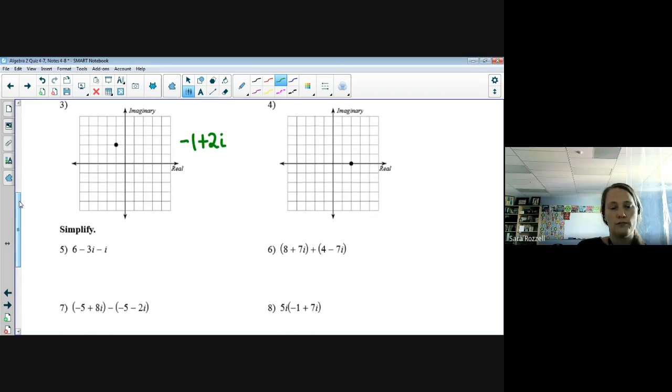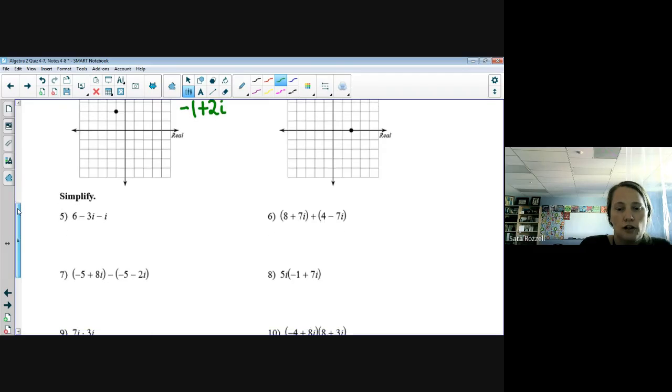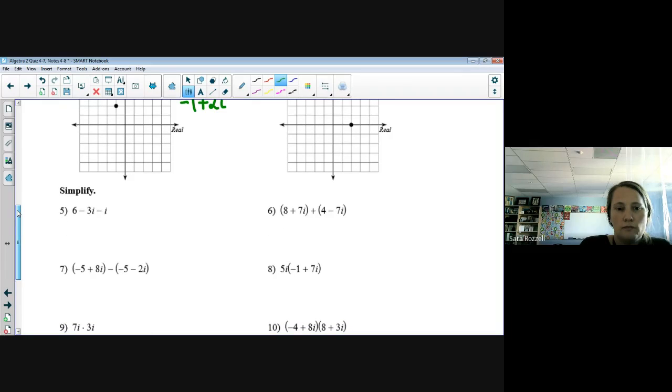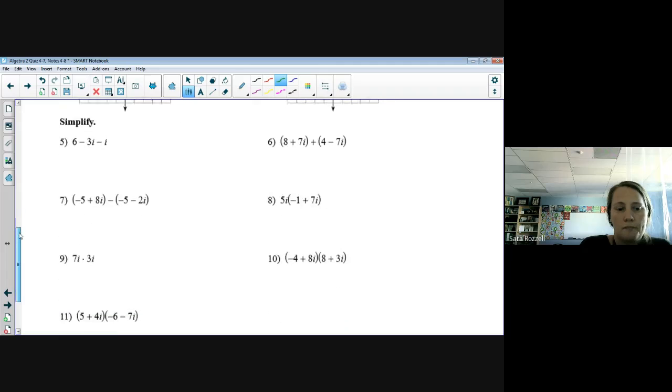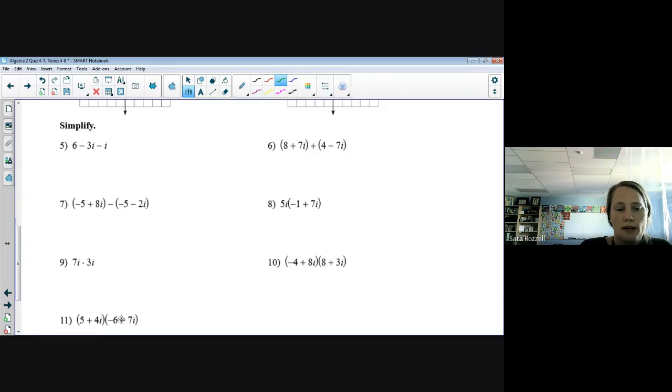So here we go. We did a few of these the other day. I'm just going to go down the list of odds. I'm not going to do the evens just because I want to make sure that y'all have time to work today. Okay. So I'll just work my way down here. So on number 5, I'm just combining like terms. We have 6 minus 3i minus I.